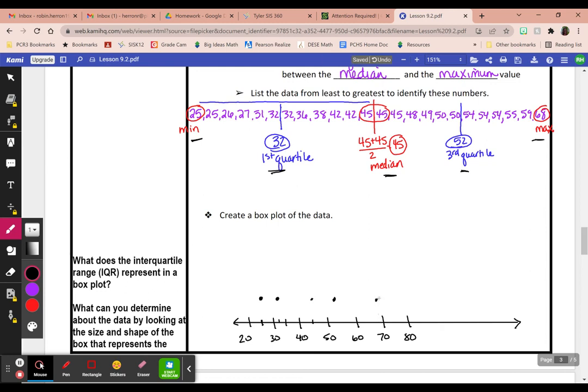Okay. So the box is actually going to be in the middle. So we're going to draw little whiskers. I always call them whiskers. These are always whiskers, out here on the side. We're going to make a box in here.